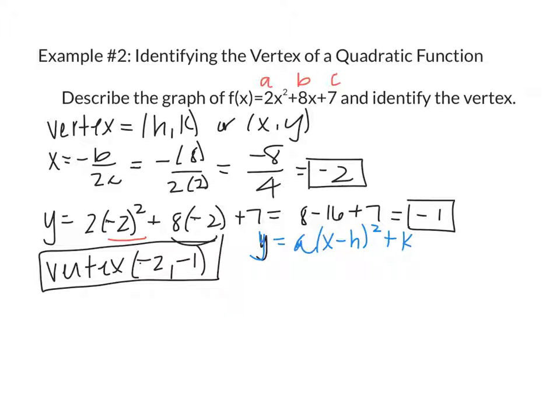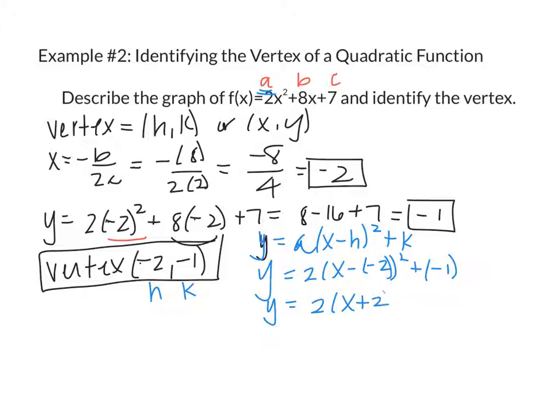A is your a from here, okay? So for us, this will be y equals 2 times x minus, remember now this is our h and k. It was originally x and y, so I don't want us to get confused, but going back to it actually being the vertex, it is hk. So this would be minus a negative 2 squared, and then plus k would be plus a negative 1. Now, we don't like to see all these double negatives and a plus negative, so our final answer for the actual equation is y equals 2 times x plus 2 squared, and then minus 1.